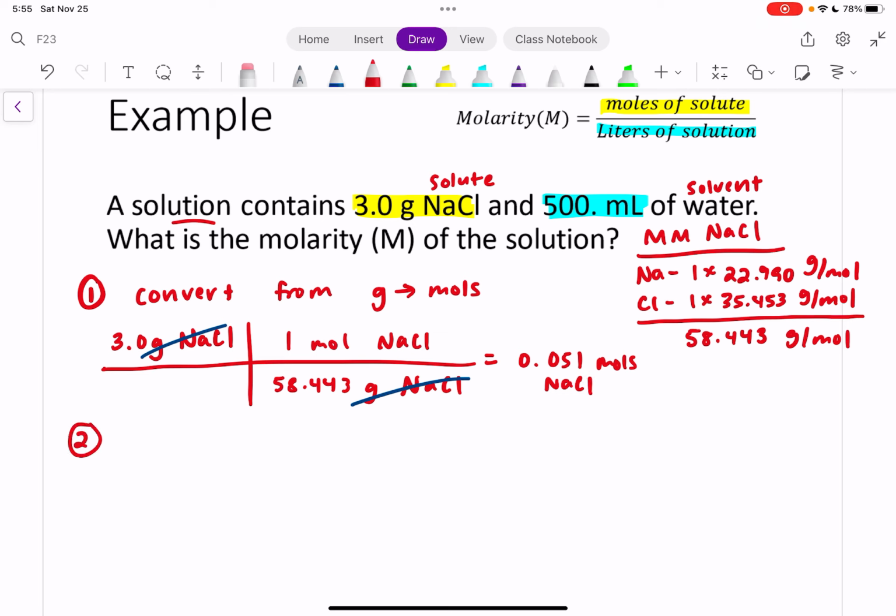So now we have our moles, which we can plug in here. But we want to convert to liters as well because we're in milliliters. So 500 ml is what we start with. We want to get to liters. We know there's 1,000 milliliters in 1 liter. So we take 500 and we divide it by 1,000, canceling out those milliliter units. And we're left with 0.5. And I'm going to add a couple zeros in there for sig figs. And that is the liters of solution.